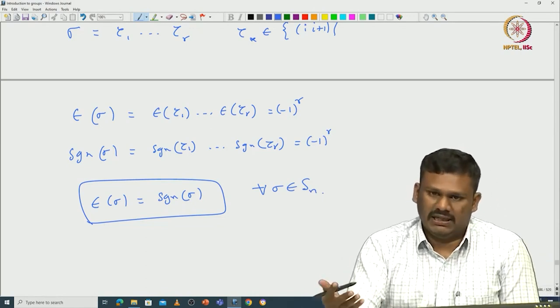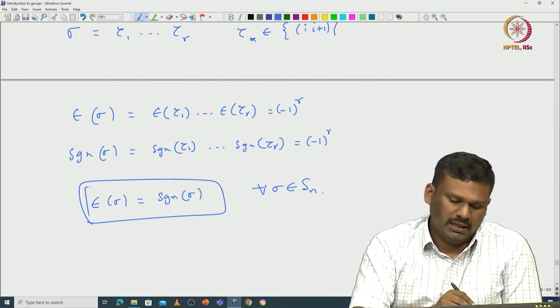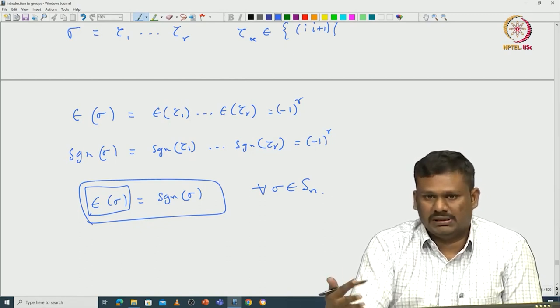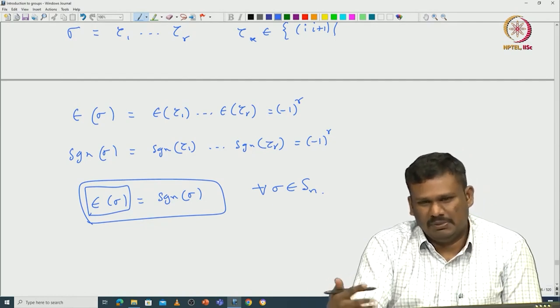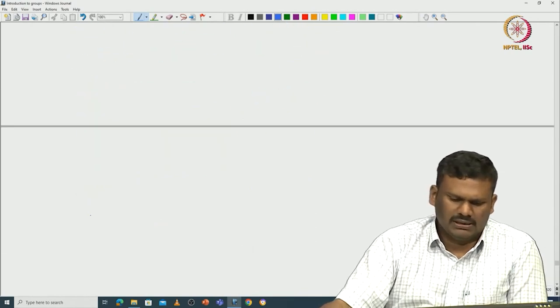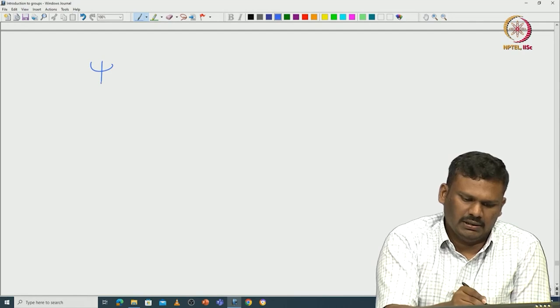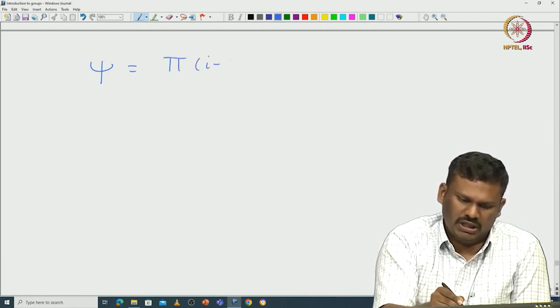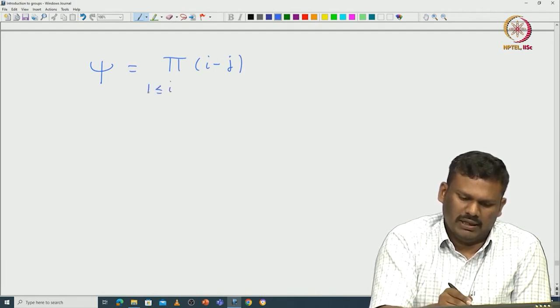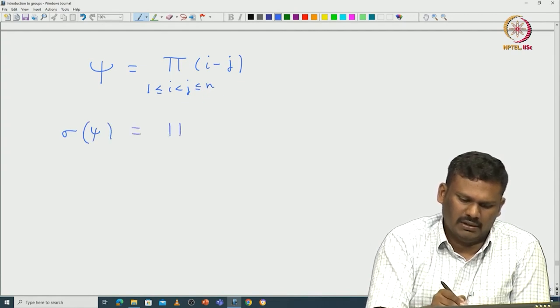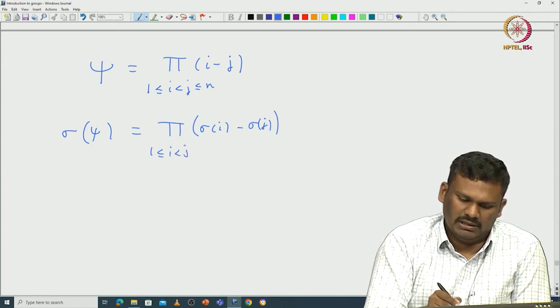So one is given straight away by the determinant of this permutation matrix. Another one is implicitly given by this delta. Again in the literature, if you see some other books, they use some other way of defining this sign map, again implicitly using the properties of the determinant. For example, some of the books use this particular, let's call it xi, which is just a product of integers i minus j, where 1 less than or equal to i less than j less than or equal to n. Then you can apply sigma on xi by just taking the product of sigma(i) minus sigma(j), varying over again i less than j less than or equal to n.